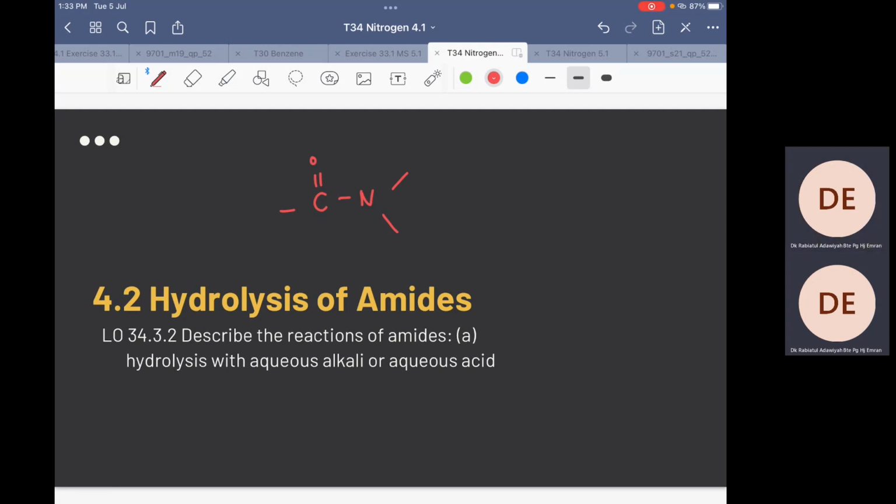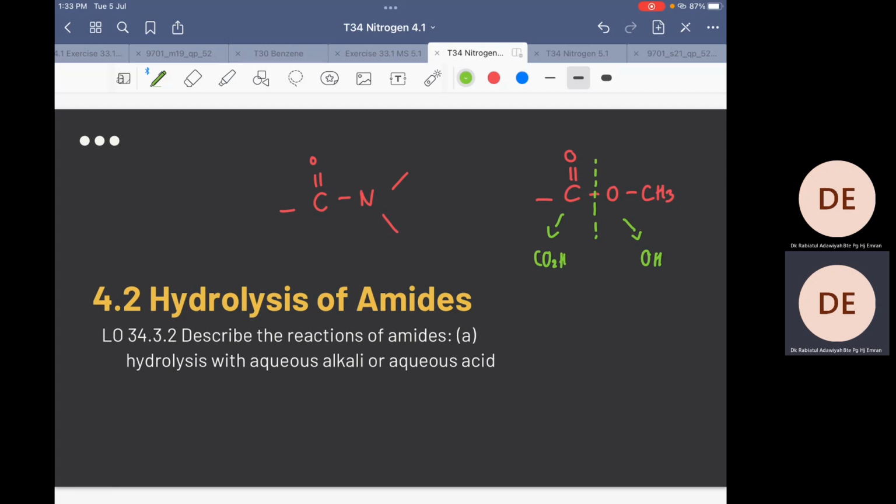Amides is actually like an ester. Okay, so C double bond O, O, CH2, for example. So during the hydrolysis of ester, we are breaking the C single bond O. Yes, we get COOH, carboxylic acid, and we get an alcohol. Yeah, amides will undergo the same process as well.